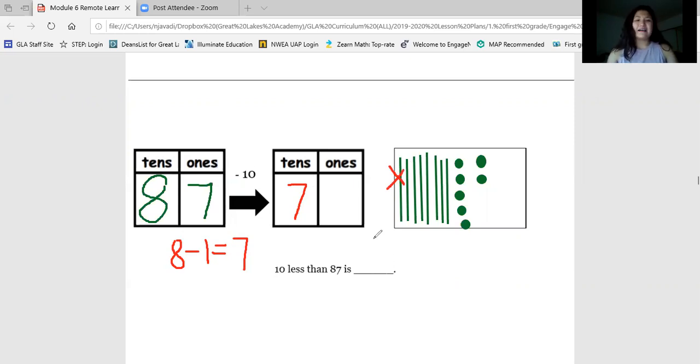Did the number in my ones column change? Do I still have 7 ones? 1, 2, 3, 4, 5, 6, 7 in my picture? Yes, I do. So that number has not changed. So I'm just going to bring it right on over. Now we know that 10 less than 87 is 77.